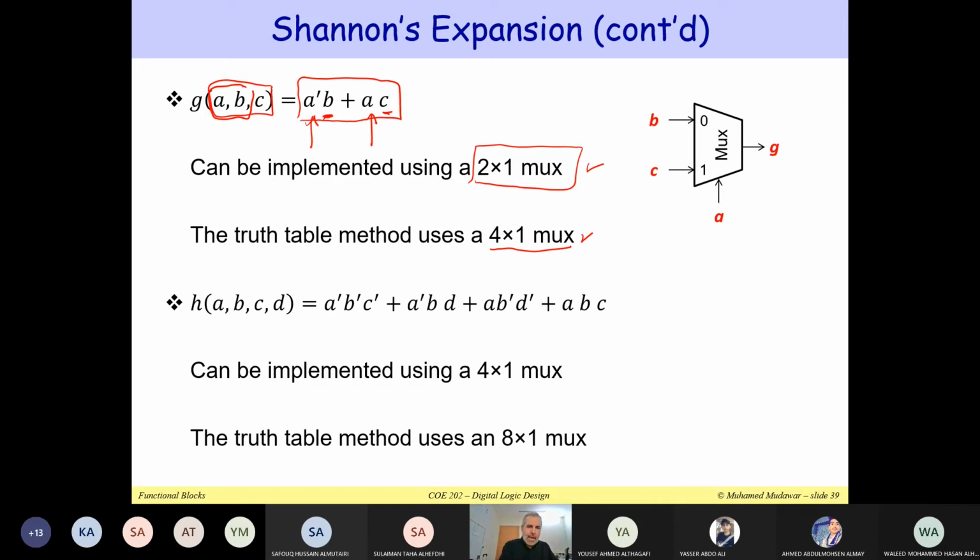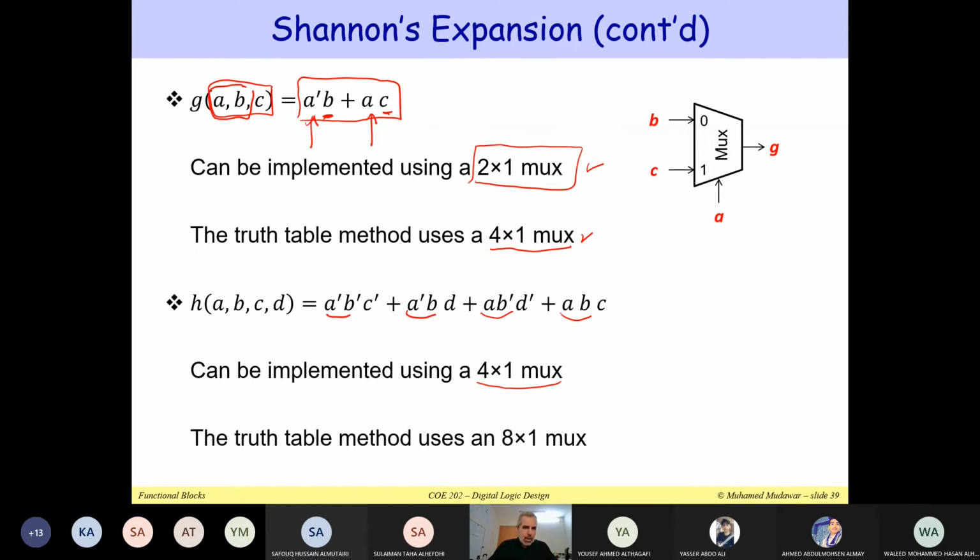So notice that here I have A prime, B prime. Here I have A prime, B. Here I have A, B prime. And here I have A, B. So we can actually use this Shannon expansion to expand the function, to express it this way. So the expression is given to us. And the question is, how do we implement this using a multiplexer? Well, we can use A and B as the select inputs. So I only need a 4-by-1 multiplexer to implement this function.